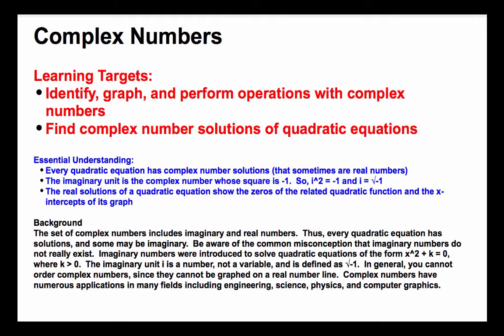The imaginary unit is the complex number whose square is -1. So, i squared equals -1, i representing the imaginary unit, and i equals the square root of -1. The real solutions of a quadratic equation show the zeros of the related quadratic function and the x-intercepts of its graph.